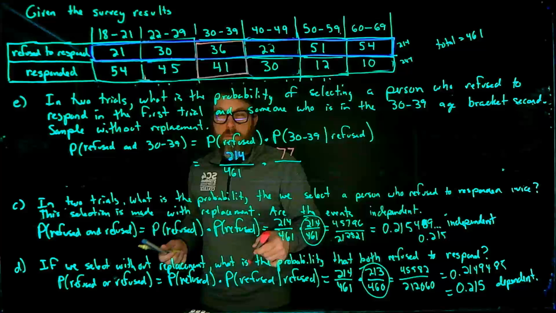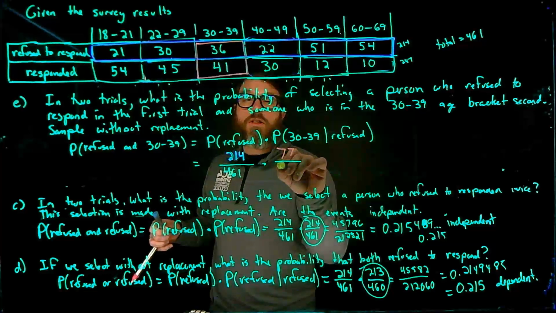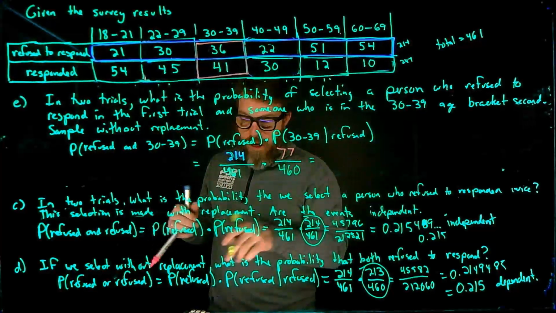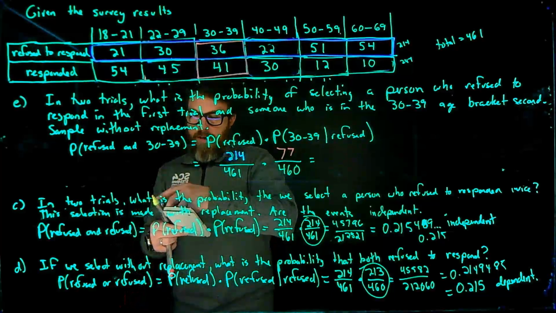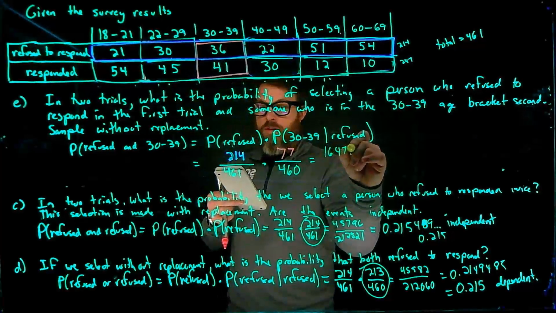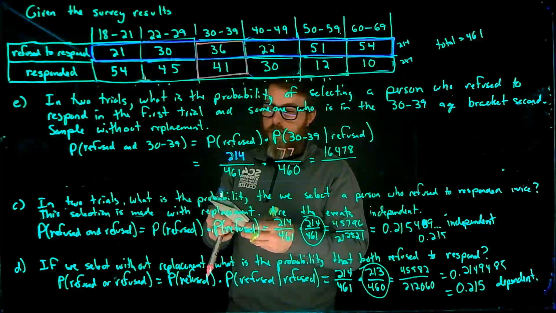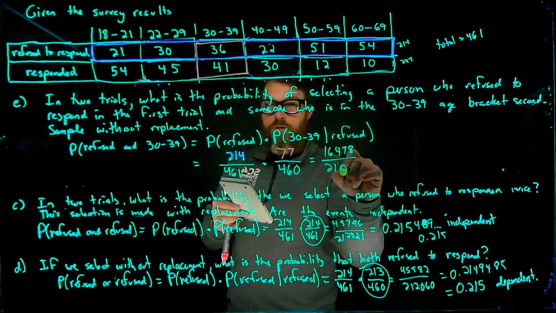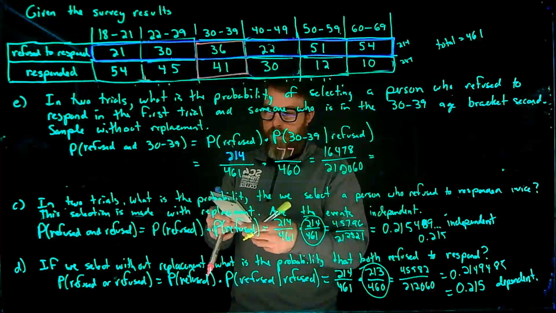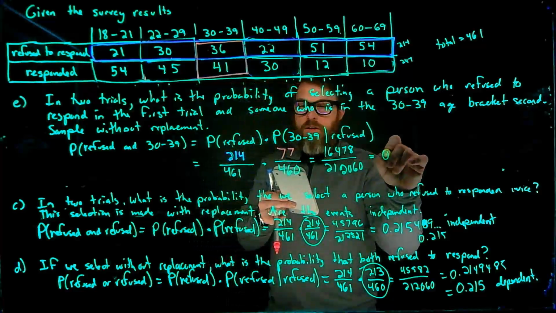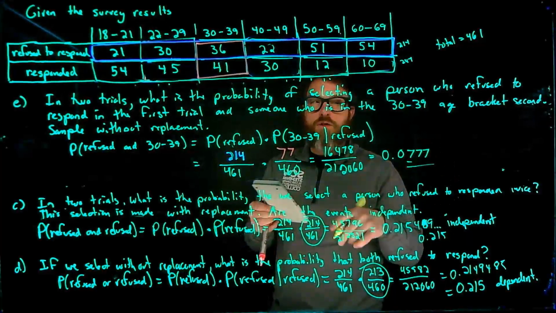Now, I did get rid of somebody. I got rid of one person from the blue for sure, so instead of this being 461, this is now 460. So now when we multiply these things, 214 times 77 is going to be equal to 16,478, and then 461 times 460, I have it down there, but this is 212,060. So dividing these and giving me 3 sig figs gives me 0.0777. So 3 sig figs mean you start at your first non-zero number and take 2 more.